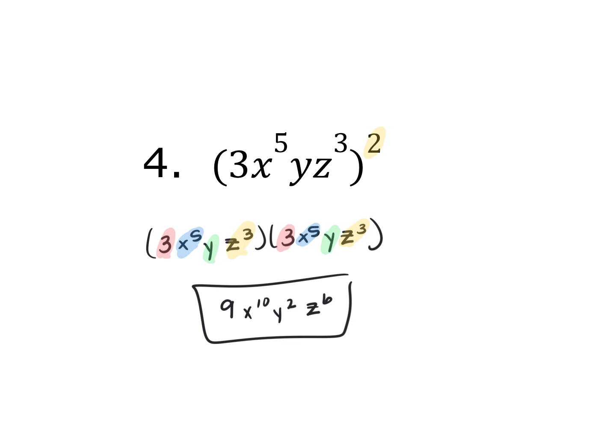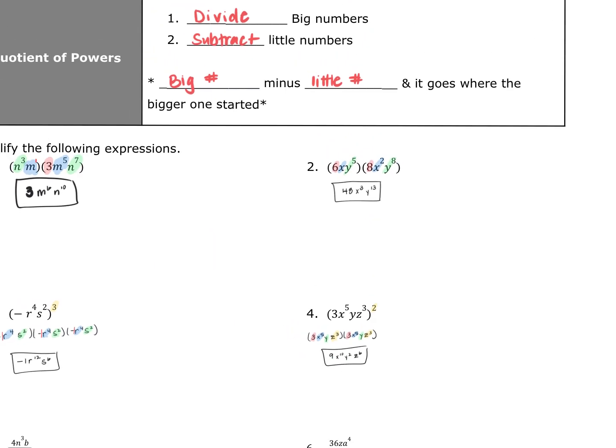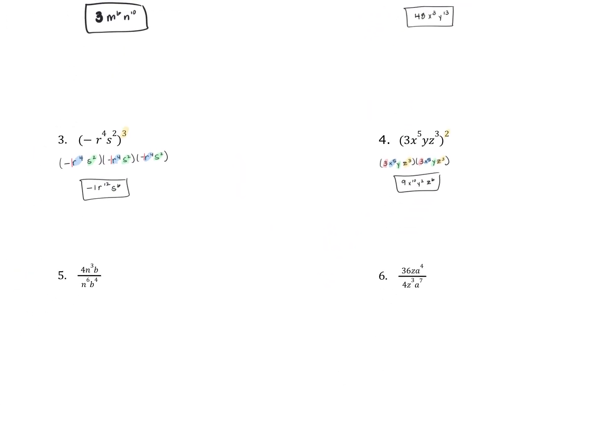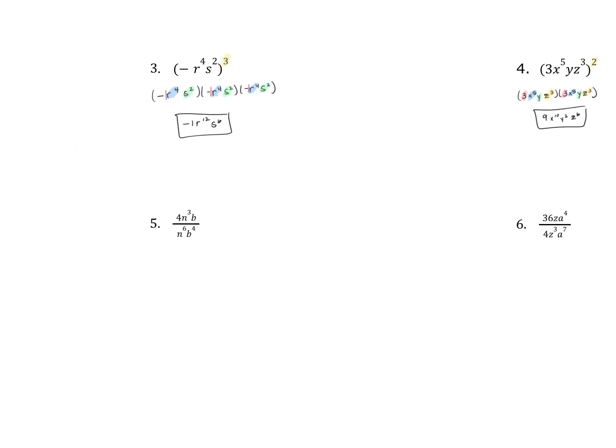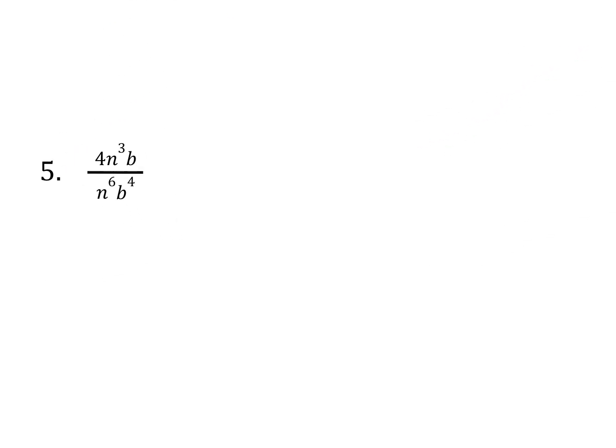Okay, so notice all of these were going horizontal, going across the side. Number 5 has a vertical, meaning I have one on top and one on bottom, and you have that fraction bar in the middle. That means you're going to divide. We're going to do it kind of the same way.